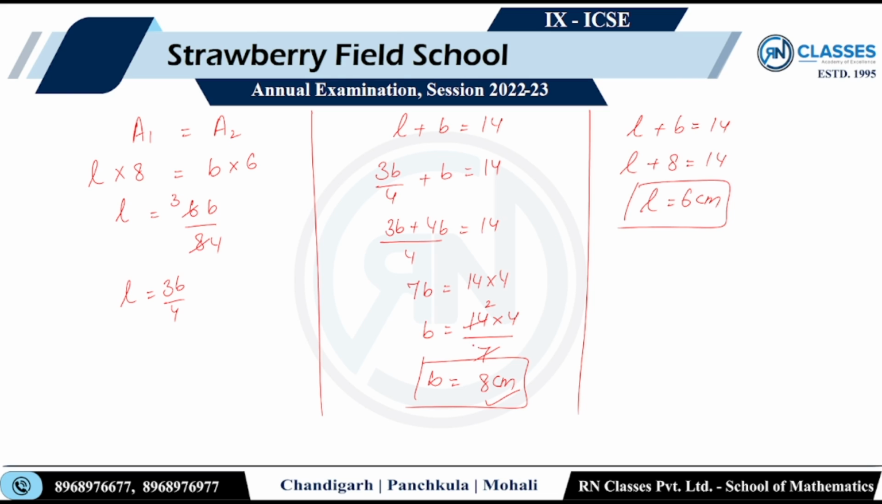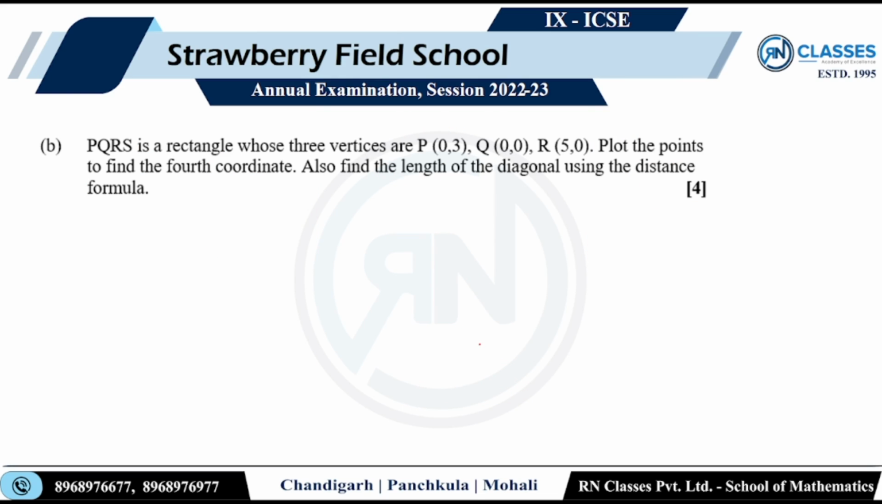Next, PQRS is a rectangle whose vertices are 0, 3, 0, 0, 5, 0. Plot the points to find the fourth coordinate. Also find the length of the diagonal using the distance formula. Okay, so मैं सबसे पहले ग्राफ पे बनाता हूं. आपको ये ग्राफ पेपर पे बनाना है, ऑफ कोर्स.